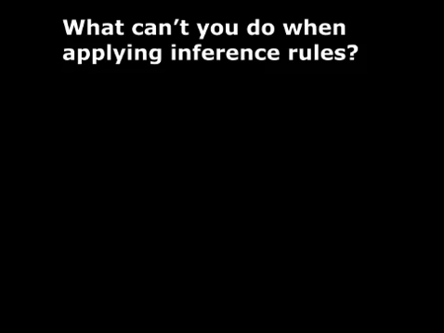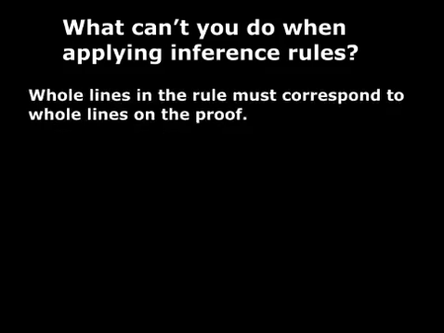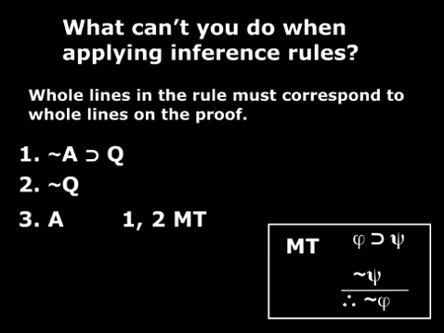Okay, now that we've got a few examples under our belts, I want to talk a little bit about some specifics, things you can't do, and then some things you can do that hopefully will eliminate some errors on exams. So one thing, and I've mentioned this before, but I want to make it explicit now: whole lines in the rule, and by that I mean the written schematic version of the rule, must correspond to whole lines in the proof. So what does that mean?